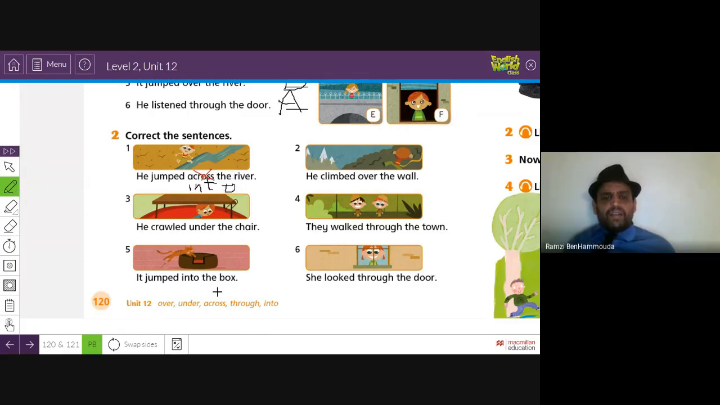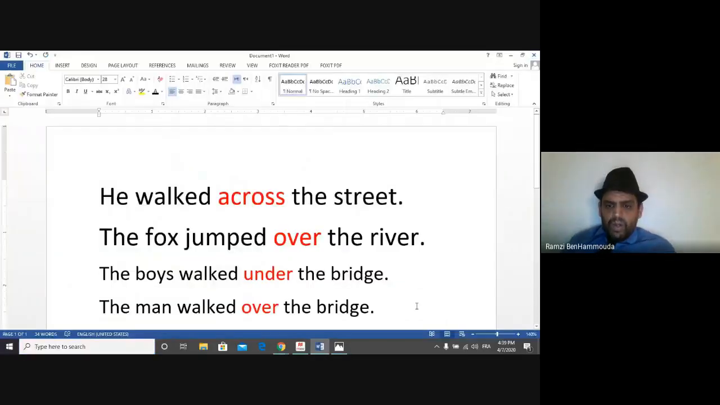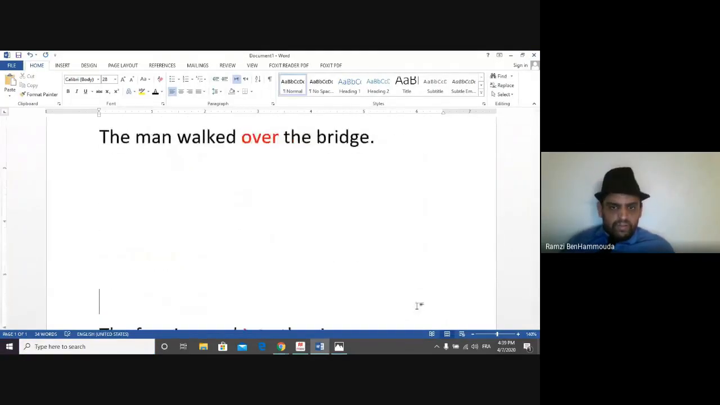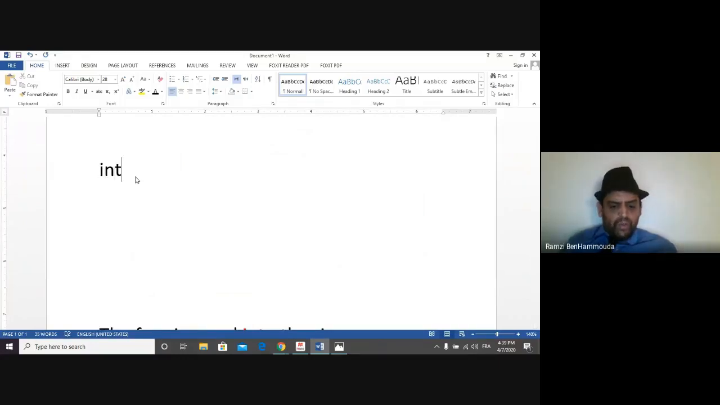Please write that. Across. Can you see across? You block it and you write under it. I'm going to write it again. You write under it. You write into.